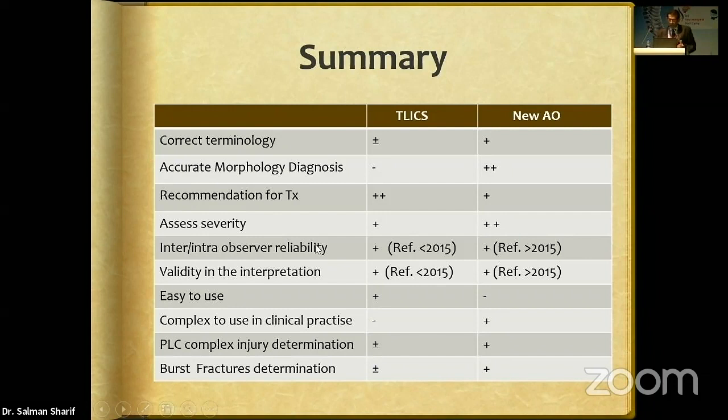Inter- and intra-observer reliability, according to literature before 2015, is positive. But after 2015, the AO is more positive. Also, for validation in interpretation, the AO is positive and easy to use. The AO classification is a little bit complex. Complex to use in clinical practice, yes. PLC complex injury determination is difficult in the previous classification, but very good in the new AO classification. Worst fracture determination is also very good in the new AO classification.